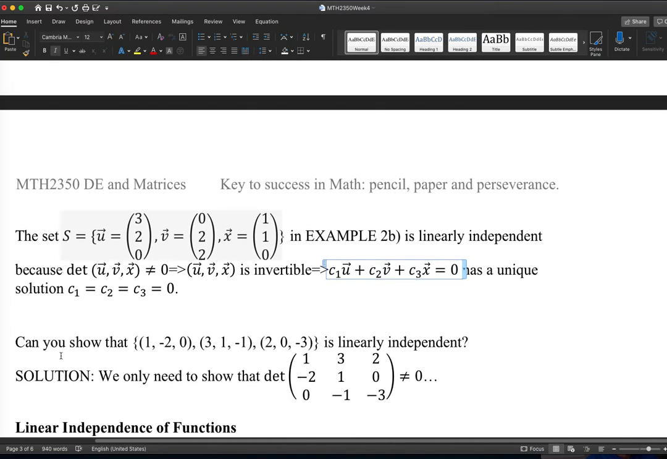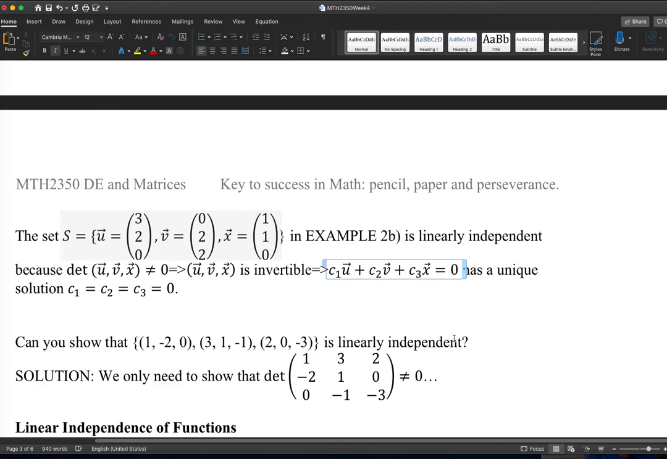And also, I do have another example here. We have a set of 3 vectors, and we want to know if it is linearly independent. To make it short, you only need to consider the matrix formed by the vectors in the columns.